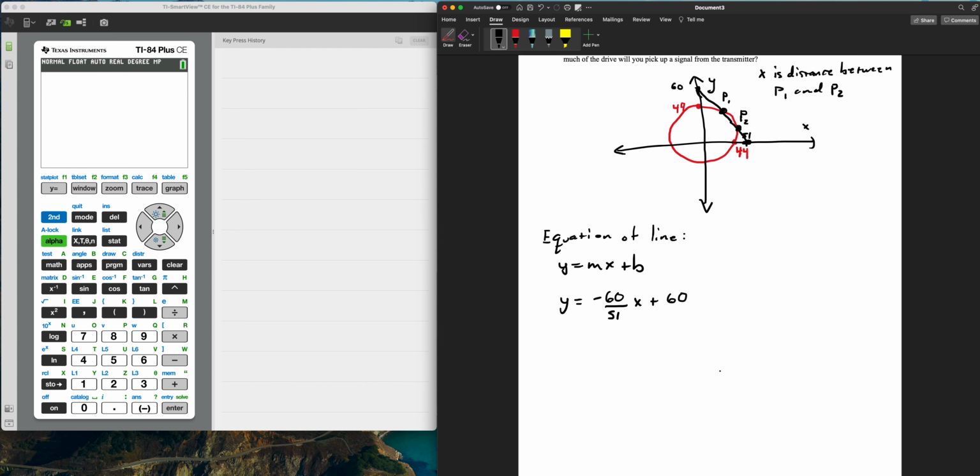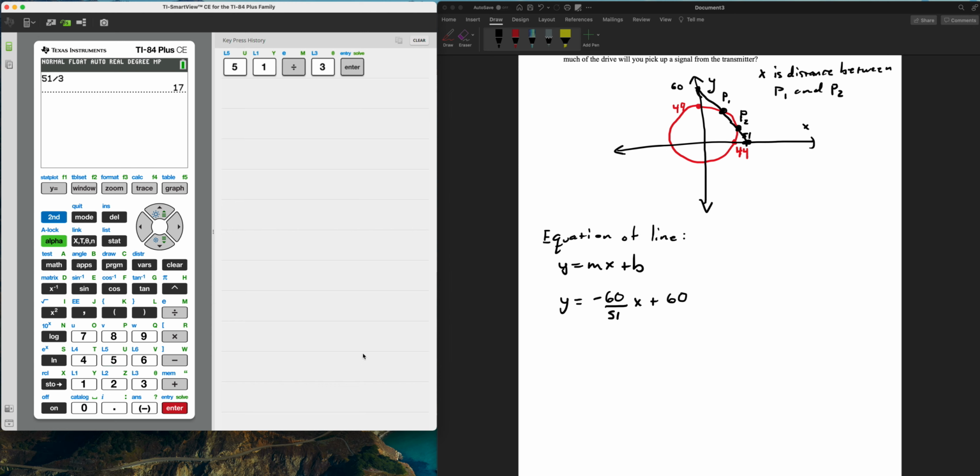Now, you might want to simplify that a little bit. We know they're both divisible by 3. So 51 divided by 3 is 17, and obviously, negative 60 divided by 3 is negative 20. So negative 20 over 17, x plus 60. Just simplifying that a little bit.